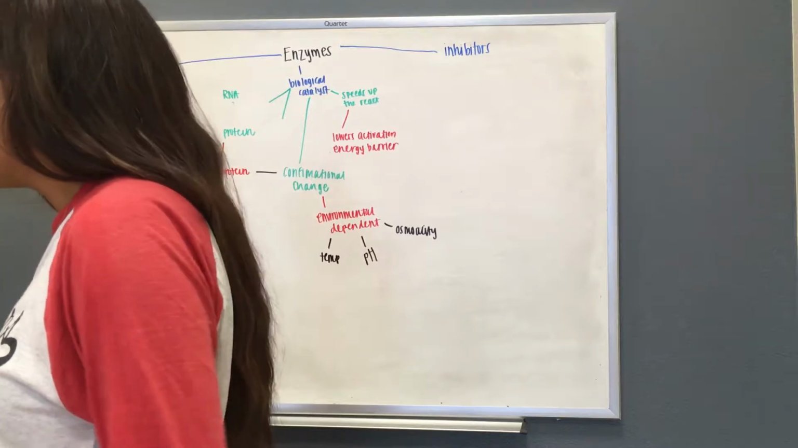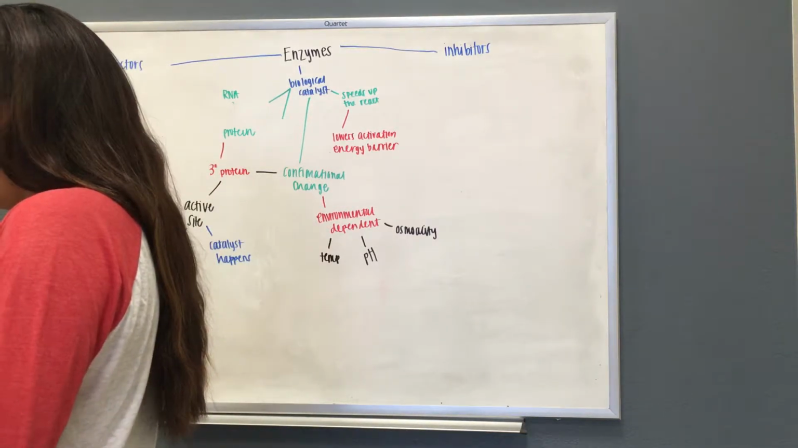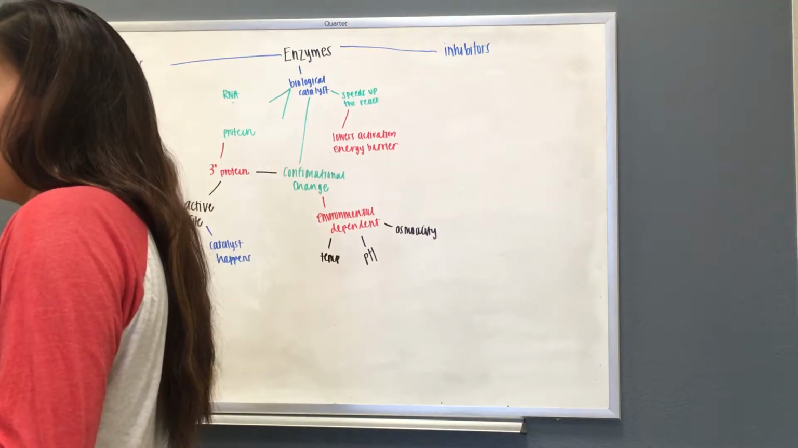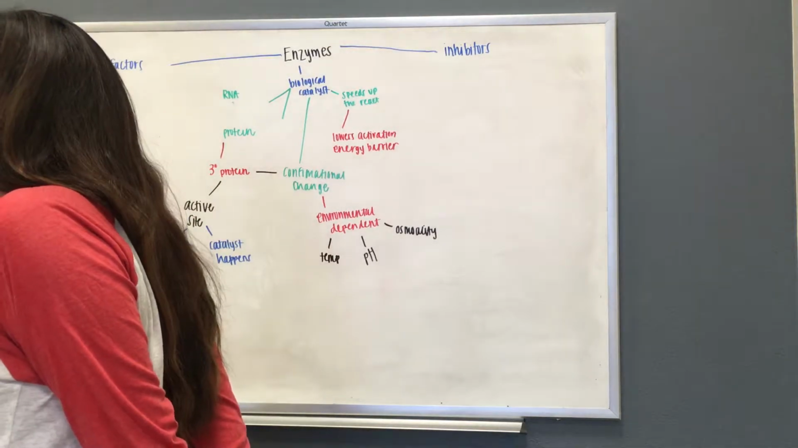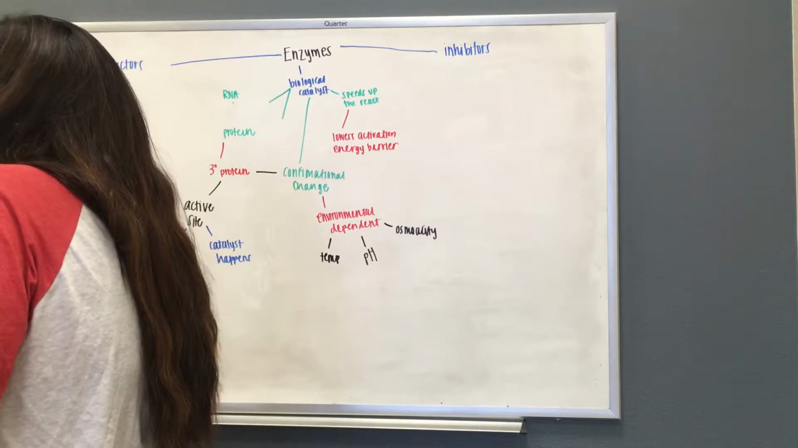Okay, so let me mention what a cofactor is real quick. Cofactors are some type of molecule, either a metal or an organic compound, that goes into that active site and makes the active site more conducive to what it is.